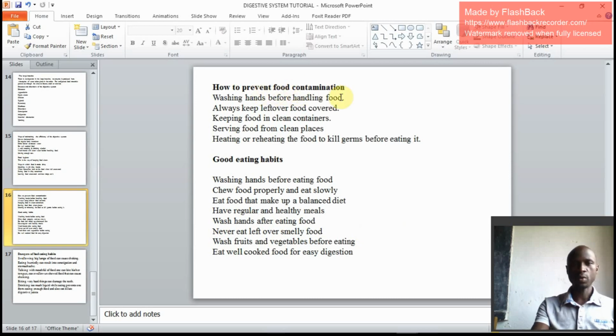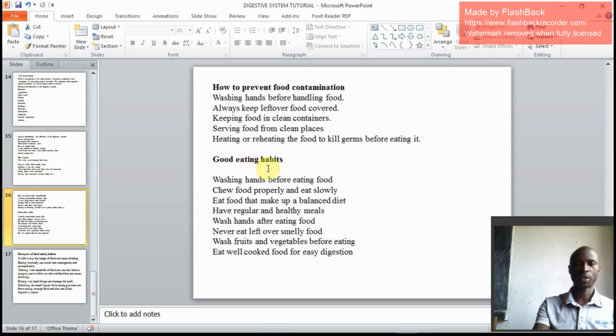How do we prevent food contamination? We wash hands before handling. It's the reverse of the causes. We keep leftover food covered. We need to cover food always. We need to serve food in clean containers, using clean plates. We keep them in clean containers and we serve in clean places. We heat or reheat the food to kill germs before eating it.